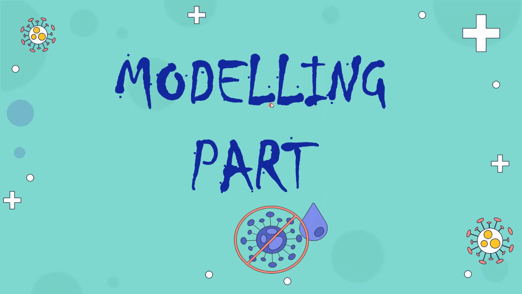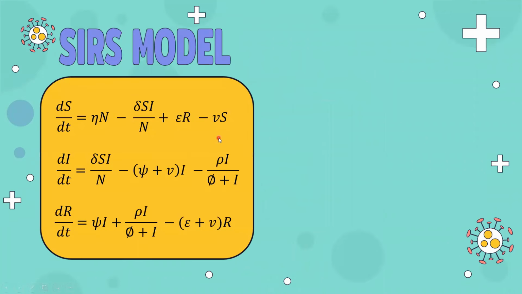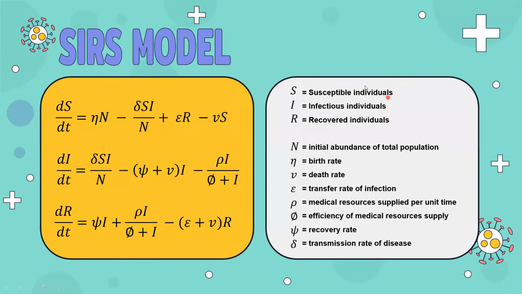Okay, let's continue about modeling part. The model that we choose for our project is SIRS model obtained from research paper 3. This is the model, and the parameter in the model with its description is as stated here. So you can read.